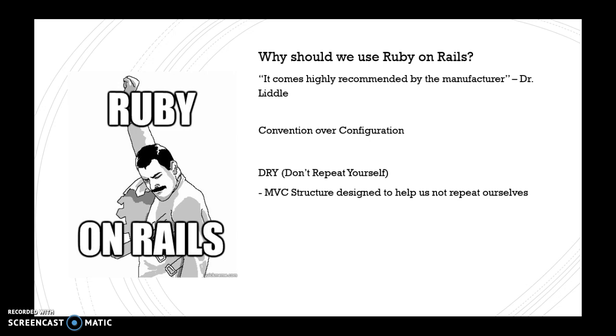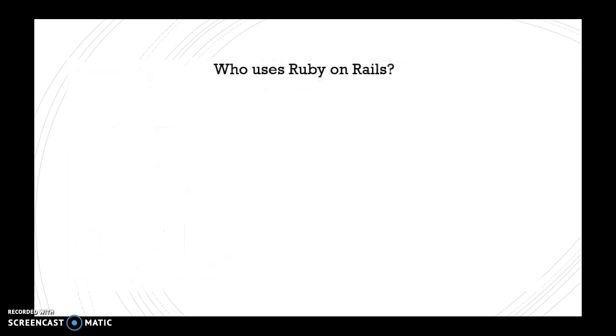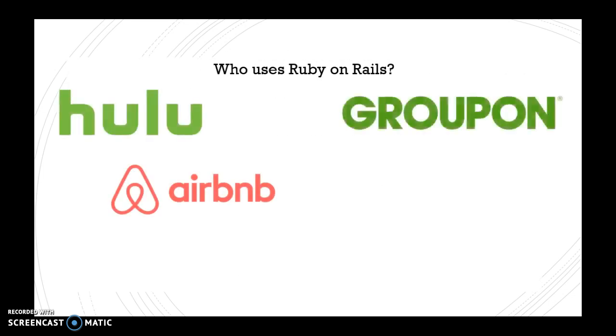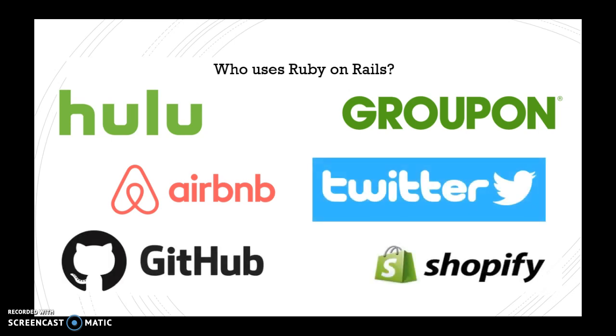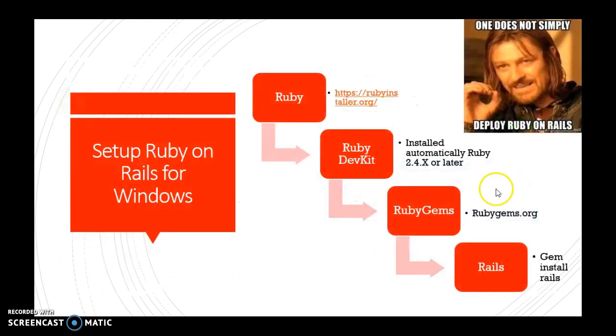If you wanted to continue to learn more, you can go to their online documentation and read about some more reasons why you would want to use Ruby on Rails in your web application design. Some companies that use Ruby on Rails: Hulu, Airbnb, Groupon, Twitter, GitHub, and Shopify. If you wanted to see how their websites work and interact, you can visit their websites and look at their source. But let's get into how you would set up Ruby on Rails on your Windows machine.